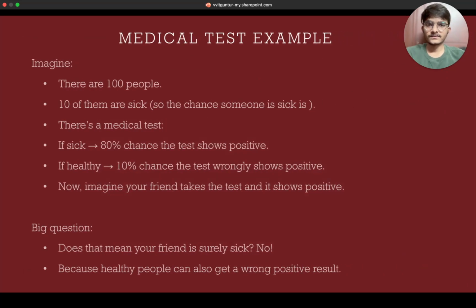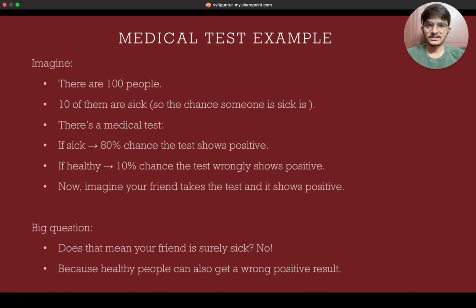Next, let's discuss it with an example. Consider there are 100 people. Of them, 10 are very sick. Now, let us conduct a medical test on those people. If they are sick, there is an 80% chance that the test shows positive. That means if 10 of those 100 people are very sick, then 80% of them will test positive. And if they are healthy, they can also get a positive result, which is a wrong test result, and that probability is 10%, which is very minor compared to the 80%.